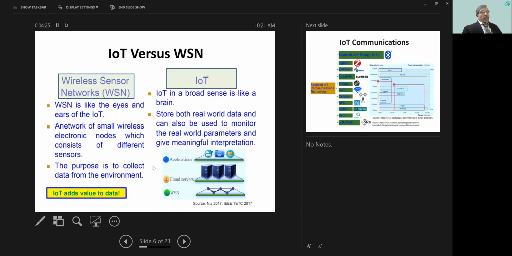Also, those who are familiar with wireless sensor networks probably want to know the difference between WSN and IoT. The wireless sensor network talks only about the sensors and how these sensors are connected with each other and the routing protocols, etc. However, IoT, on the other hand, provides an end-to-end solution. The data is collected, stored in the cloud, processed, and appropriate decisions are made and actions are taken. So IoT is a complete solution.